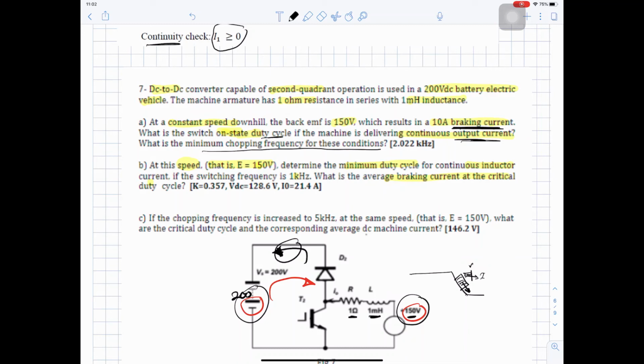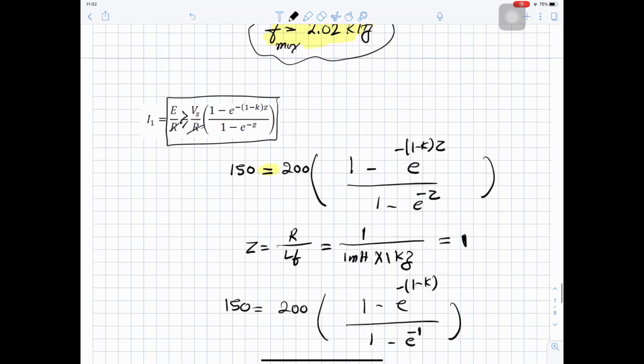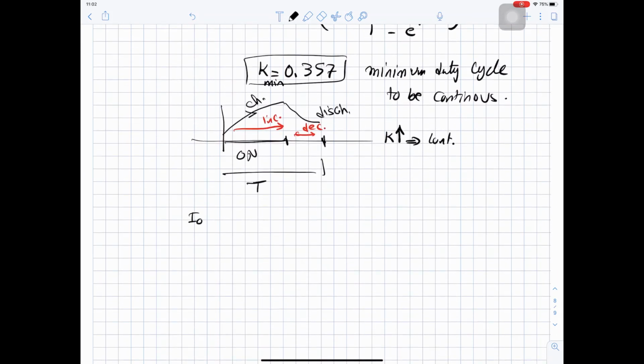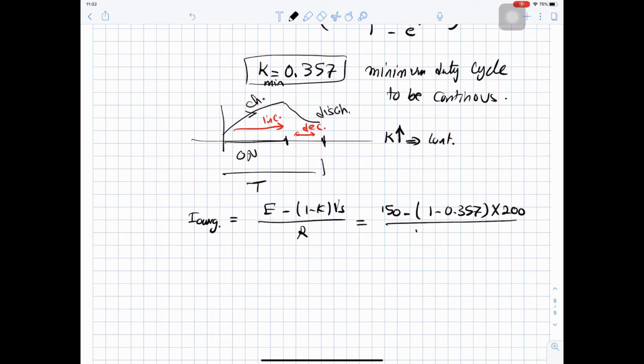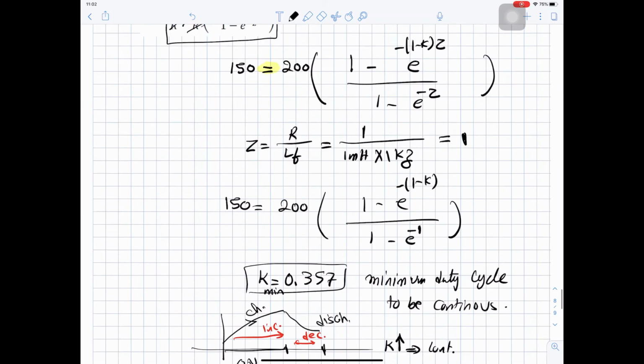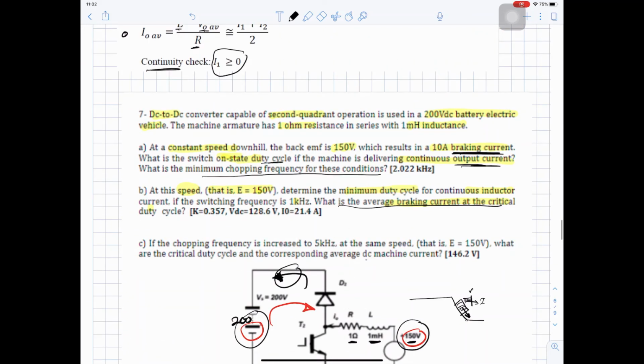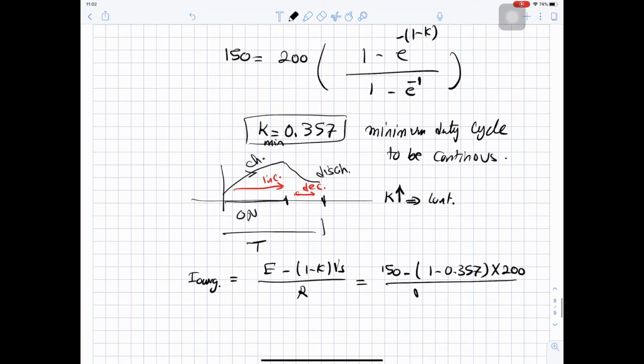Now what is the average braking current at this critical duty cycle? To get the average current, I out average is E minus (1 minus K) times V source, divided by R. E is 150, K is 0.357, V source is 200, the resistance is 1. So we can find easily what is the average braking current, which is 21.4 amperes.